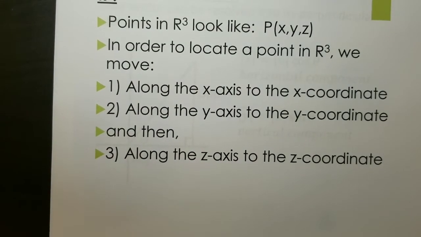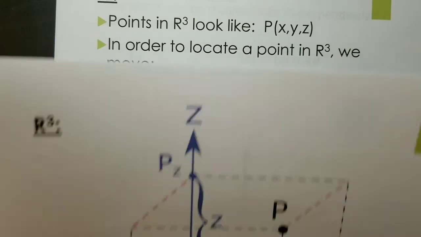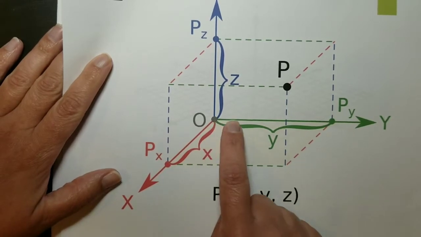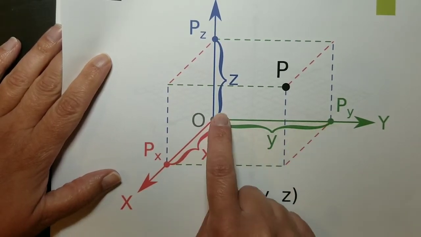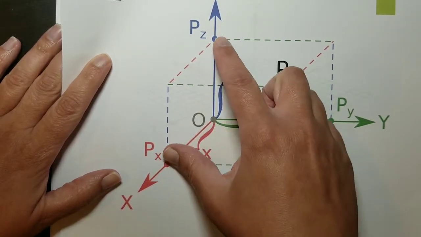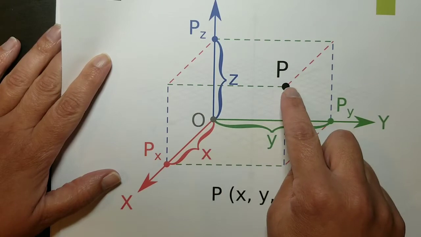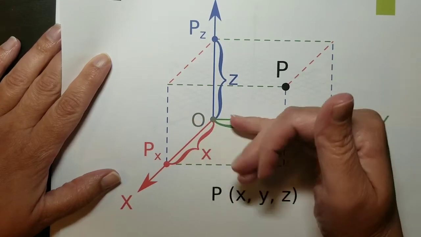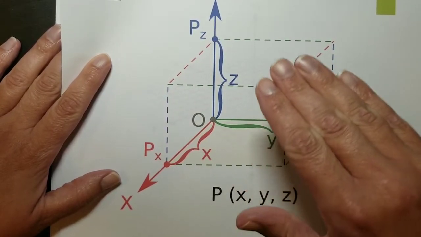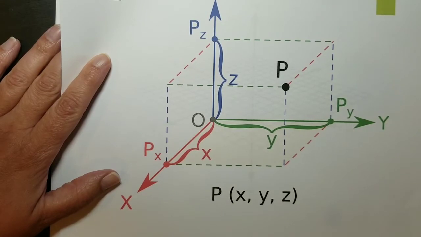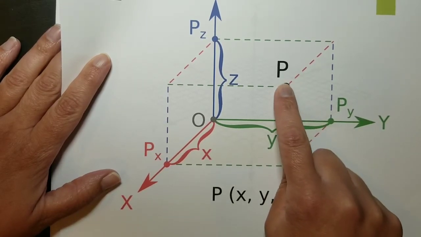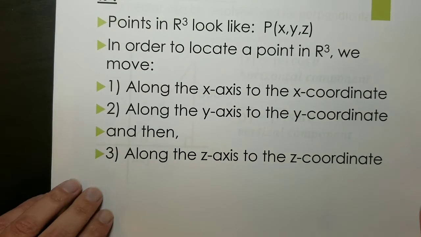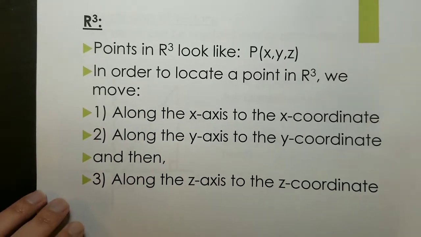So again, I'm going to flip back to that earlier slide. We're going to move along the X to where the X is, along the Y to where the Y is, and along the Z to where the Z is, and where they all come together. If you can visualize, it looks like a rectangular prism that we have to go this far in the X direction, this far in the Y, and that far in the Z direction to come to your point P. So we're going to look at how to graph those later in the lesson.